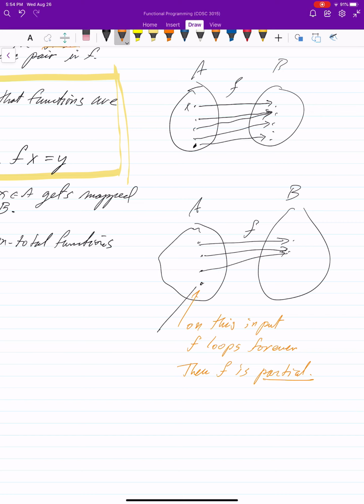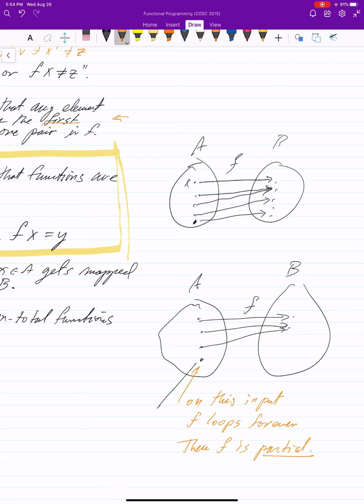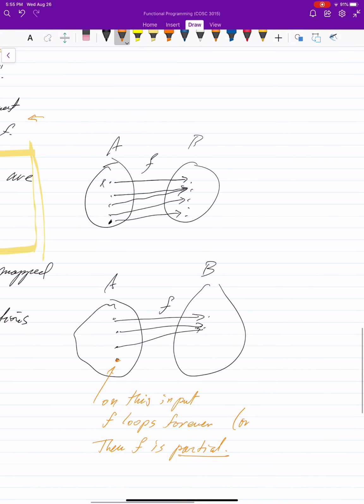Now, we'd like to guarantee that all the functions that we write are total. The other reason that the function could be partial is that on this input it doesn't just loop forever, but crashes. What if it crashes? Then f just stops. It doesn't give me anything in B. So that's another case where f is partial.